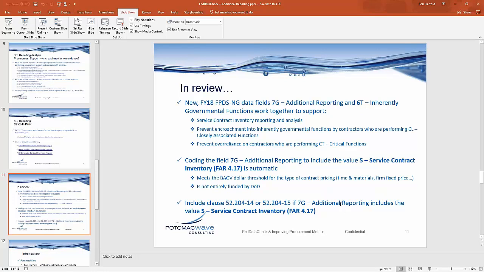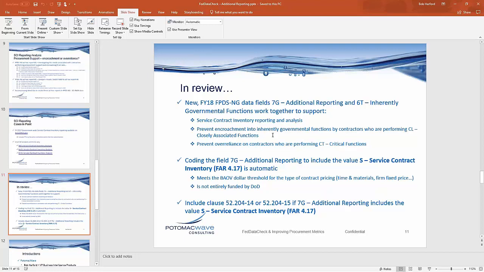Let me do an in review here, and then I'll come back for these other things. New in FY18, there are two fields, 7G additional reporting and 6T inherently governmental functions, and they work together to support service contract inventory reporting and analysis. So if you did designate an award in 6T as being a closely associated function, CT, you tag it in 7G as requiring additional reporting. And you've got a contract that, if you're going to do qualitative analysis, could be a good candidate.